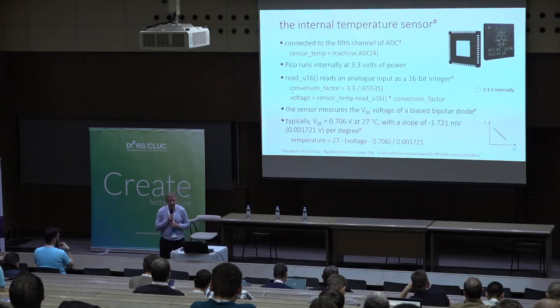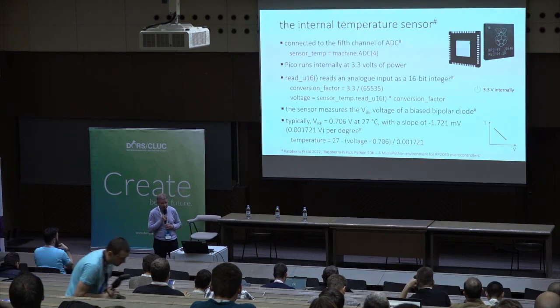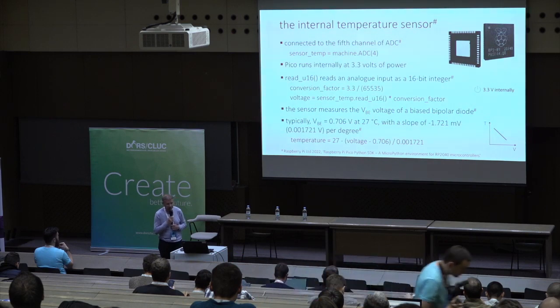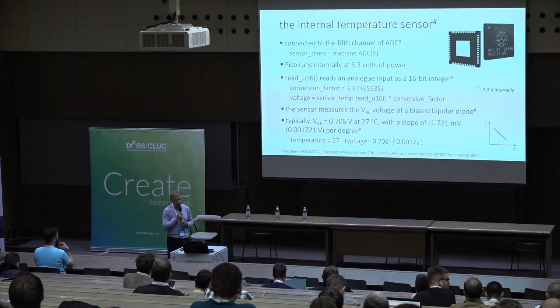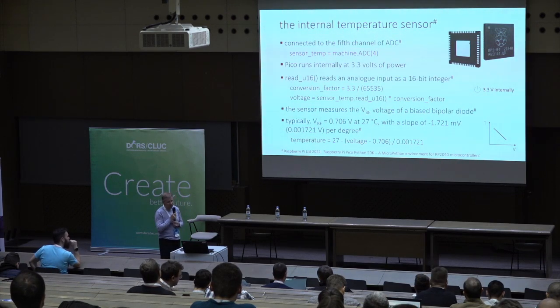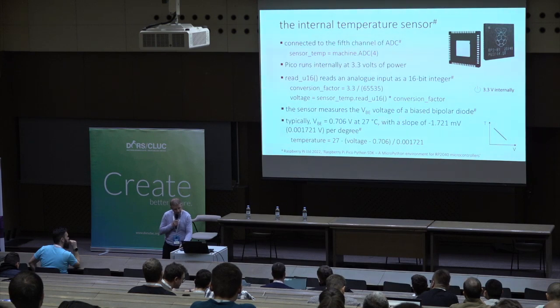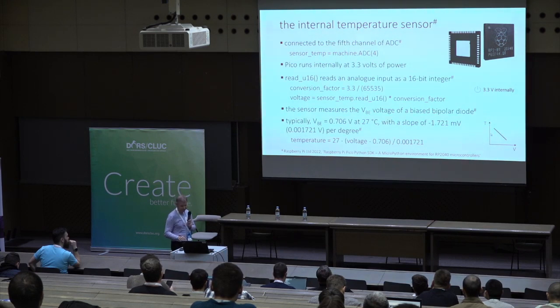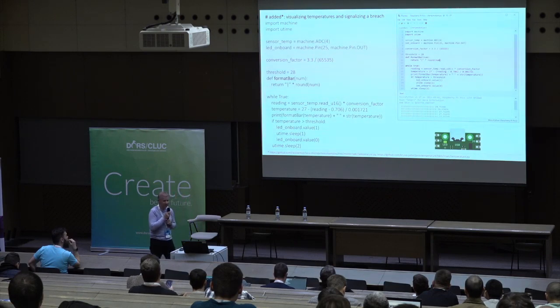The sensor measures the voltage of a diode inside the chip. The voltage is 0.7 volts at 27 degrees Celsius with a slope of minus 1.7 millivolts per degree. So, when the temperature rises, the sensor voltage falls. It was the theory, now the practice.